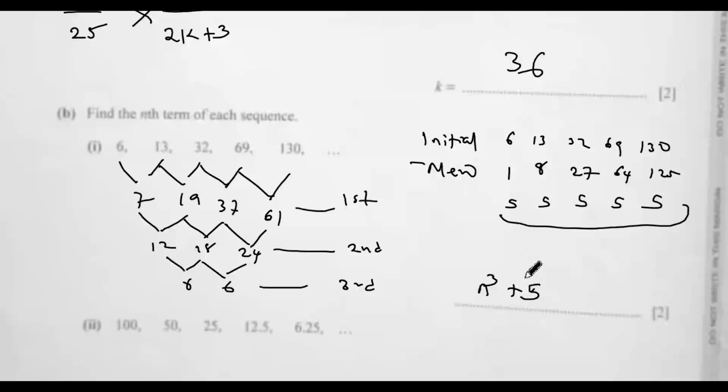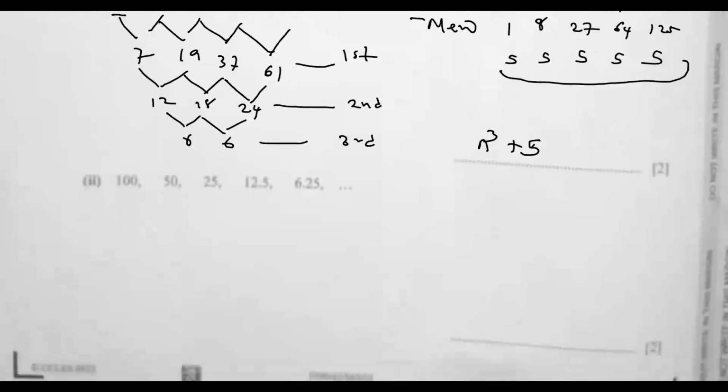You can confirm this. When n is 1, we should get 6. So 1 cube is 1, add 5, it is 6. When n is 2, that's the second term, we should get 13. So 2 to the power of 3 is 8, 8 add 5 is 13. And so on and so forth.